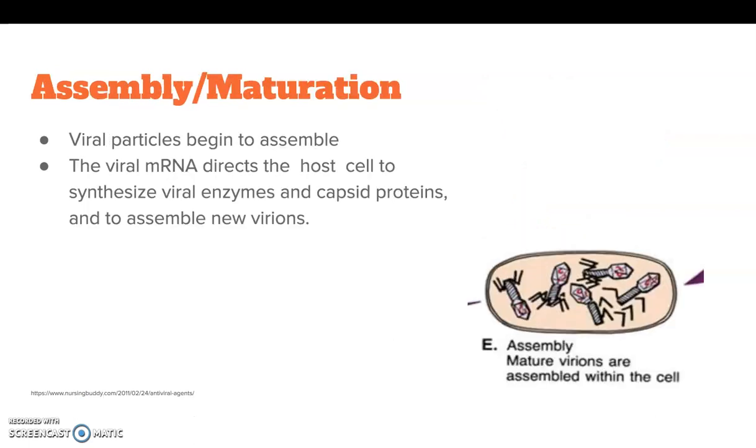In the next stage, assembly and maturation, viral particles begin to assemble. DNA viruses usually use host cell proteins and enzymes to make additional DNA that is transcribed to messenger RNA. RNA viruses usually use the RNA core as a template for synthesis of viral genomic RNA and mRNA. The viral mRNA directs the host cell to synthesize viral enzymes and capsid proteins and to assemble new virions.